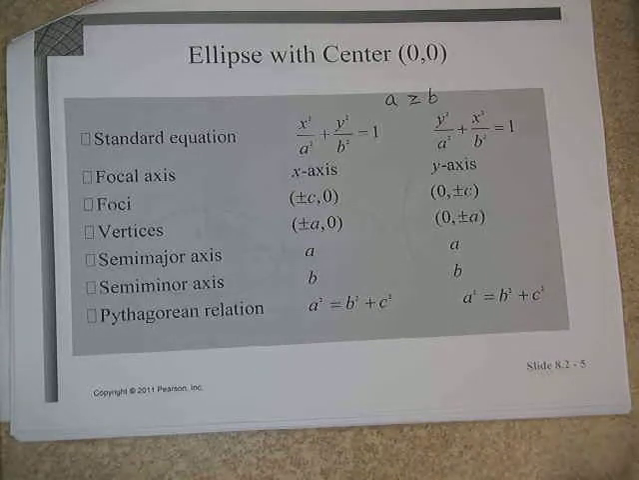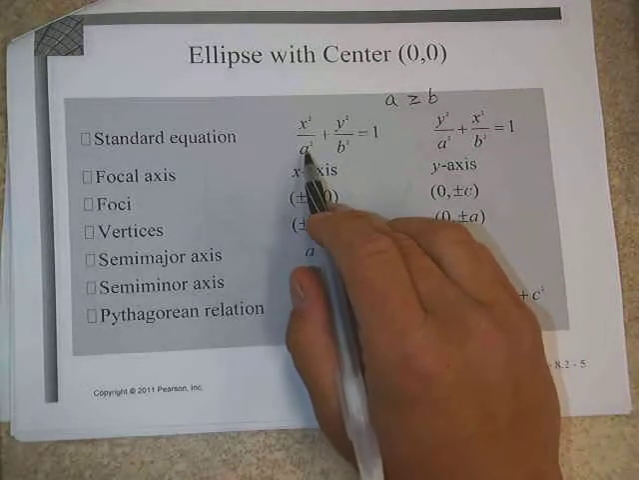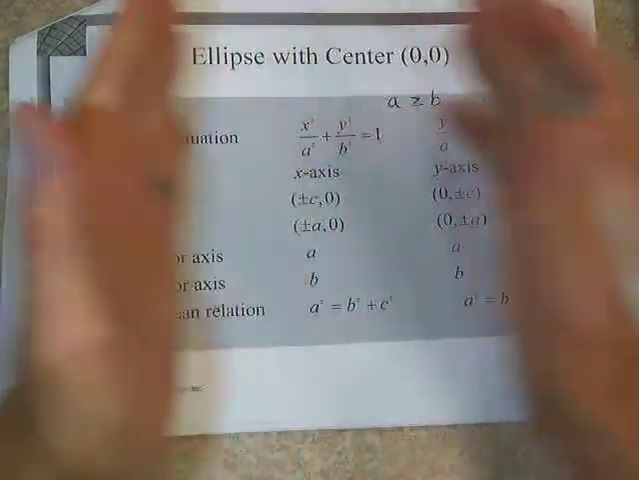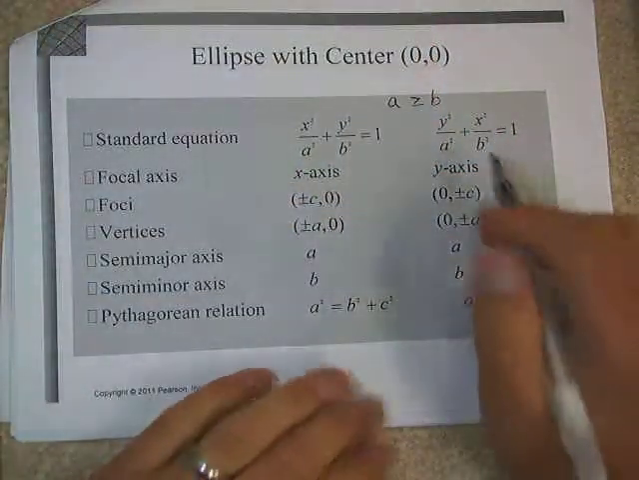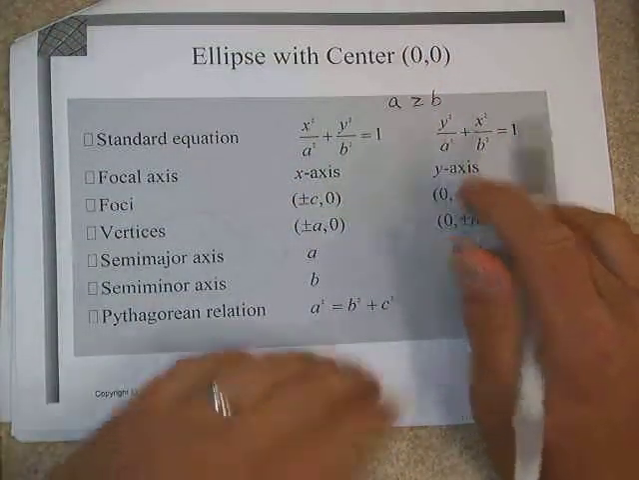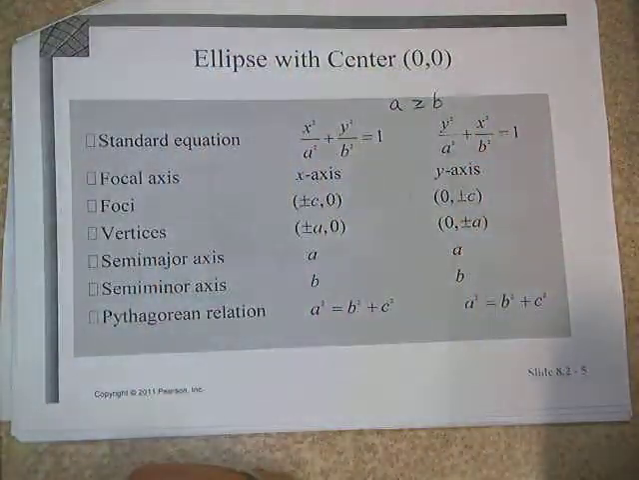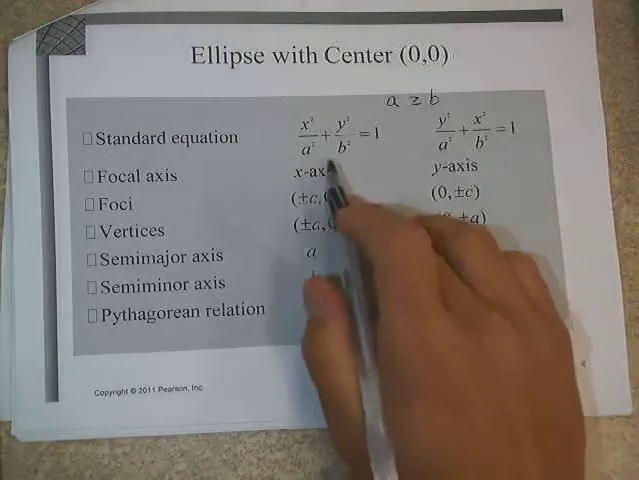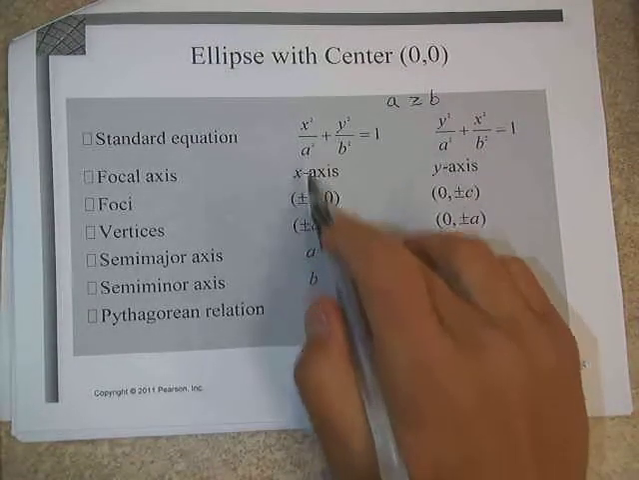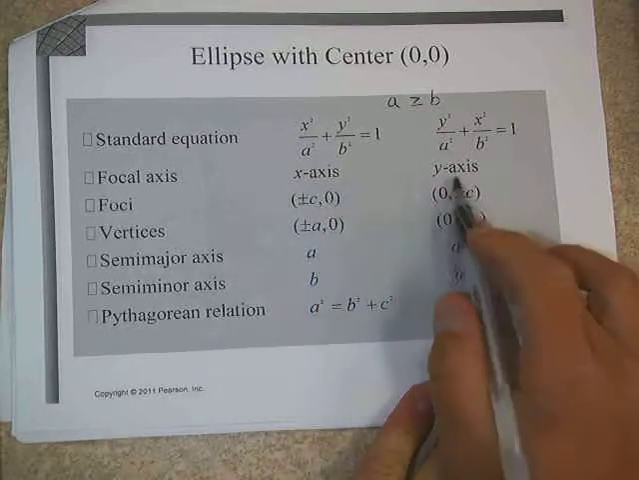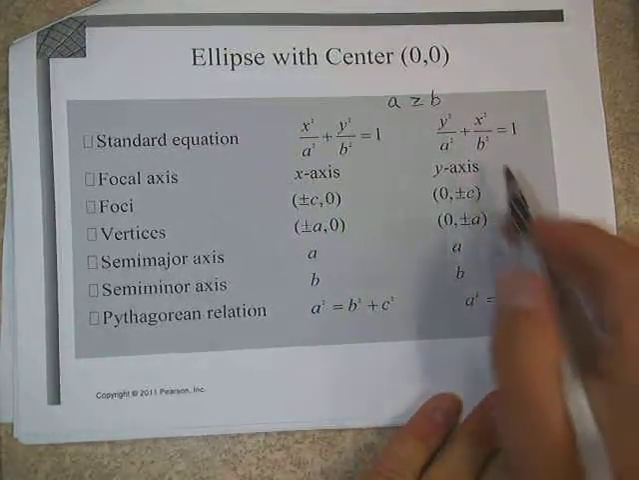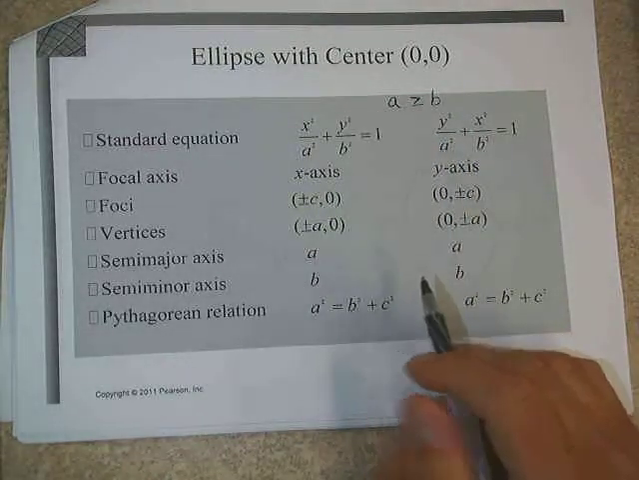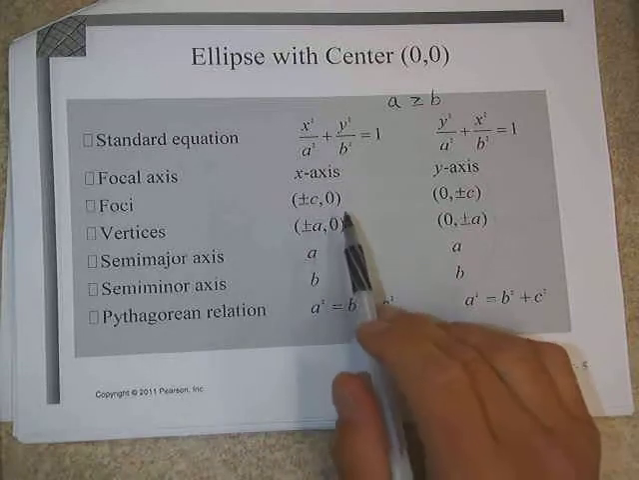In simple terms, whichever one, the x squared or the y squared, has the bigger number underneath it tells us where the focal axis is. If the x squared has the bigger number underneath, then it's an ellipse that is longer than it is tall. If the bigger number is underneath the y, it's going to be taller than it is wide. So again, if the a squared is underneath the x squared, the focal axis is going to be on the x-axis, and the focal axis is going to be on the y-axis if the a squared, the bigger number, is beneath the y squared.